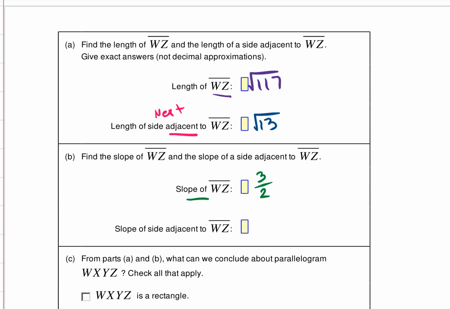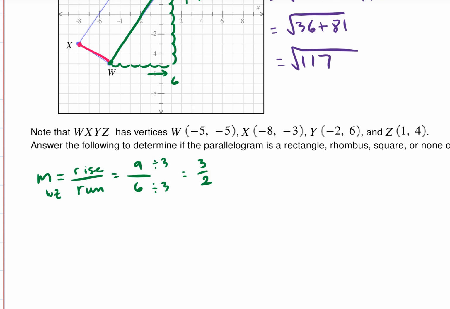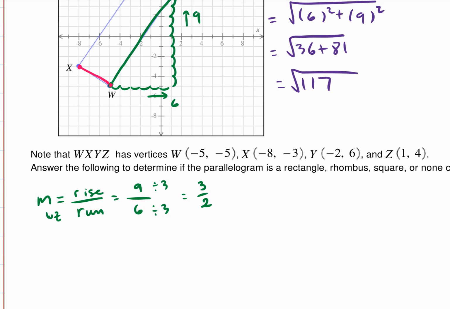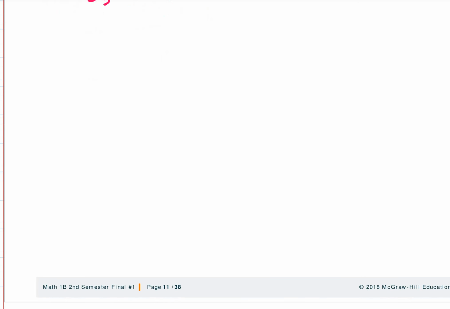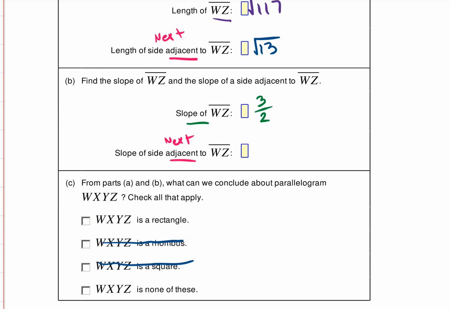Now find the slope of the adjacent side. Adjacent, again, means next to. We use the same side that we did earlier. From W to X is 1, 2, 3. Slope of WX, rise over run: we run 3 to the left, which is negative, and go up 2, so it can be -2 over 3. The adjacent slope is -2 over 3.